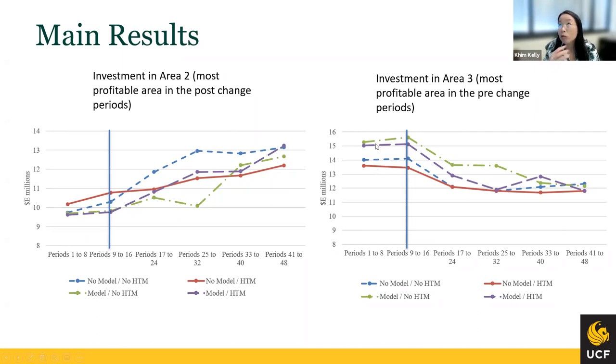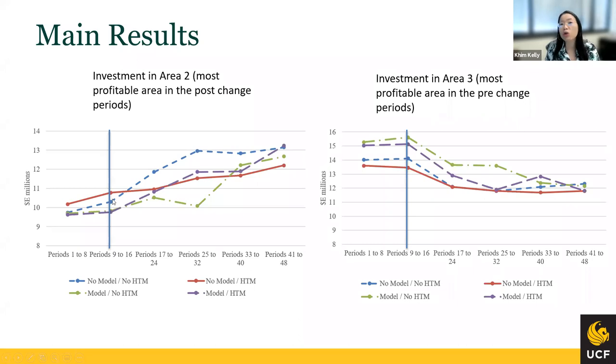So that means if the model is accurately depicting the world, having the model is actually better. So the green line is better than the blue line in the pre-change periods. Now, in the post-change world, yes, I agree with you and Adam. I think that having the HTM and having the model is crippling. And I think that is the whole point of our research, isn't it? That having a model actually is a lot worse than having no model at all.